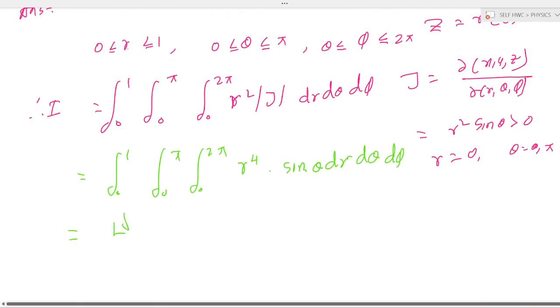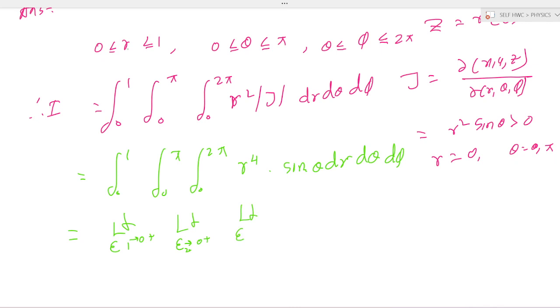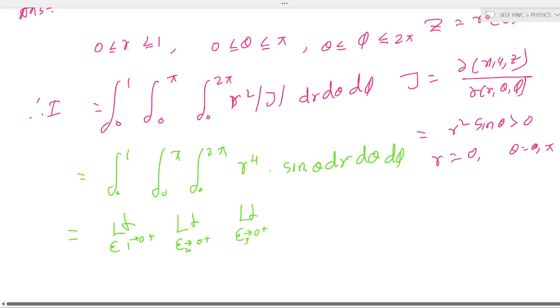So next, limit epsilon 1 tends to 0 positive, limit epsilon 2 tends to 0 positive, and limit epsilon 3 tends to 0 positive. Integration epsilon 1 to 1 r to the power 4 dr and epsilon 2 to pi minus epsilon 3 sine theta d theta, and 0 to 2 pi into d phi.